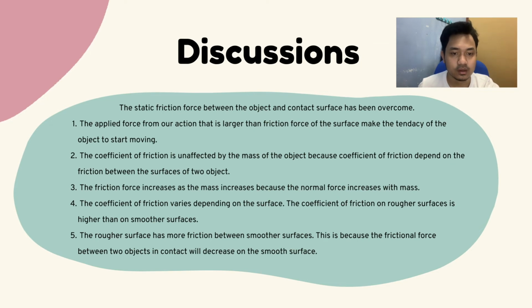Fifth, the coefficient of friction varies depending on the surface. The coefficient of friction on rougher surfaces is higher than on smoother surfaces. And lastly, the rougher surface has more friction than smoother surfaces. This is because the frictional force between two objects in contact will decrease on a smooth surface.